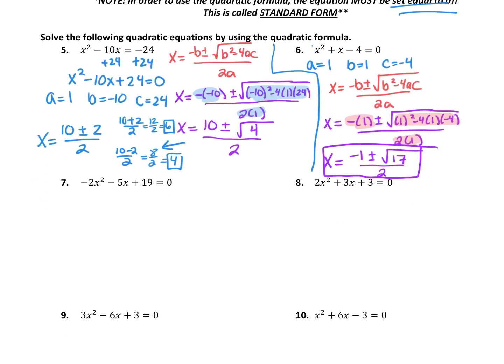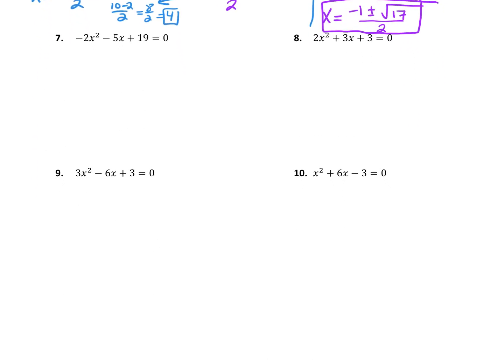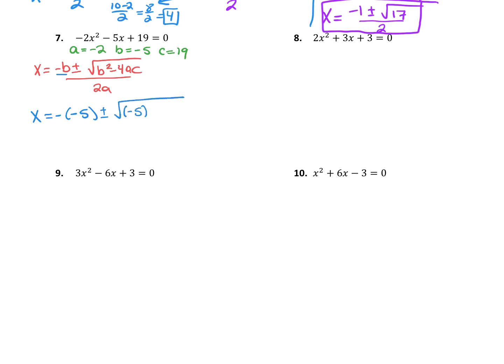All right, let's take a look at number 7. Again, this one is already set up equal to 0. So the first thing I'm going to do is identify a, b, and c. Then I need to write down my formula, negative b plus or minus the square root of b squared minus 4ac all over 2a. So negative b is going to be negative 5 plus or minus the square root of negative 5 squared minus 4 times a times c all over 2 times a.